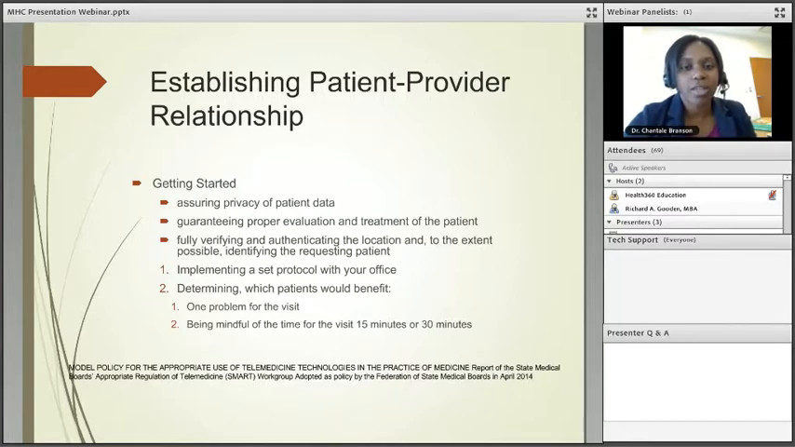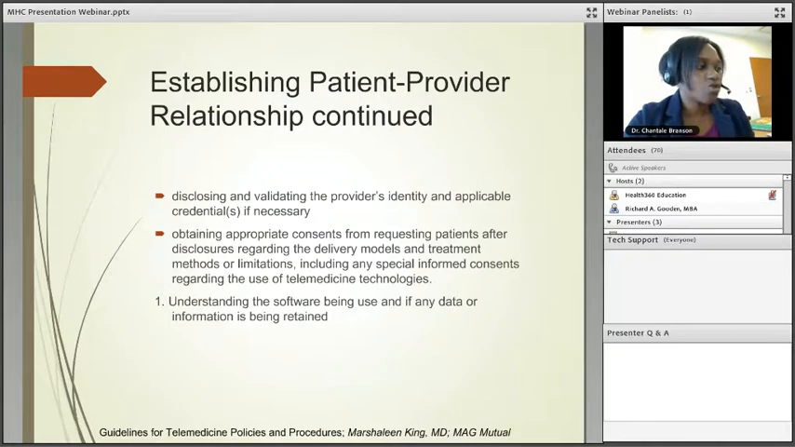So just making sure that they are aware, and at any time if they don't feel comfortable or if there are any issues, giving them the option of changing back to an in-person visit.